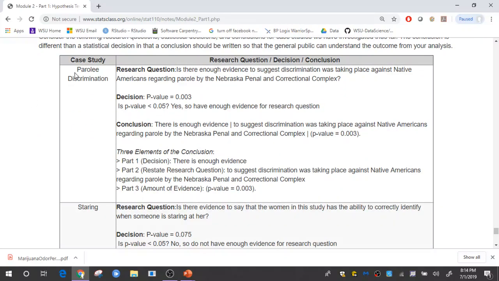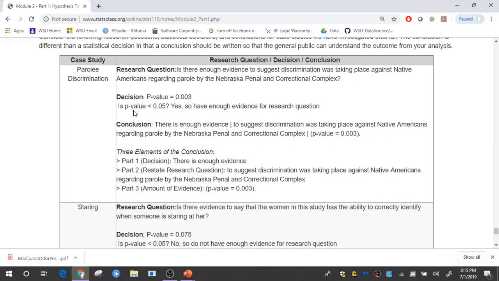So let's talk about the Parolee discrimination case. There, the research question was, is there enough evidence to suggest discrimination was taking place against Native Americans regarding parole? The p-value for that example was 0.003. Is the p-value less than 0.05? It is. 0.003 is less than 0.05, so we have enough evidence for the research question. I did not show you the calculations for that p-value here, but we would just need to compute the proportion of dots that were, I believe, 24 or less. The study outcome there was 24.